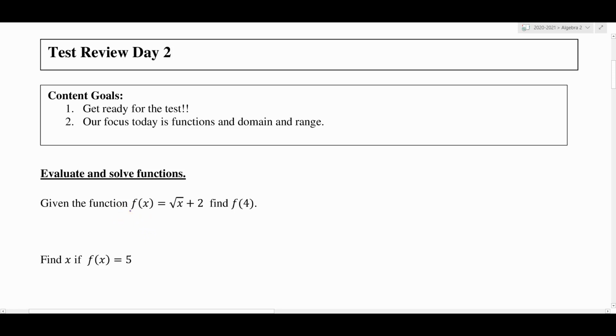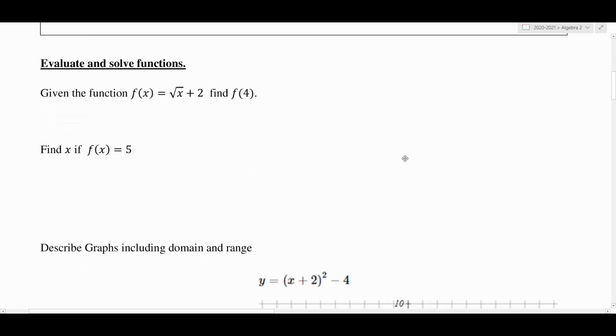All right, so I'm going to go ahead and get started here, and the first thing we are going to talk about is evaluating and solving functions, right? So remember, a function has inputs and outputs. So with these, they're going to give you a function rule, and then they're either going to give you an input or an output, and you have to solve for the other.